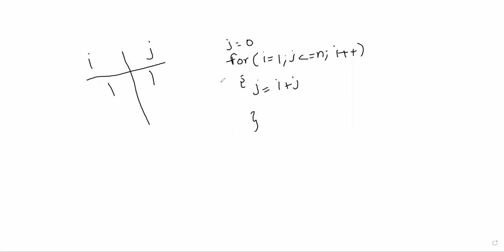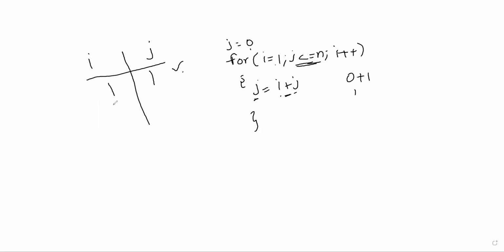I'll tell you. For the first time, i is 1. It comes here, it checks the condition. Let's assume that this is a true condition. So what happens to j? What is the value of j? j is 0. So 0 plus 1, right? Here 0 plus 1. So what is the value of j? j is 1. So that is the first step.